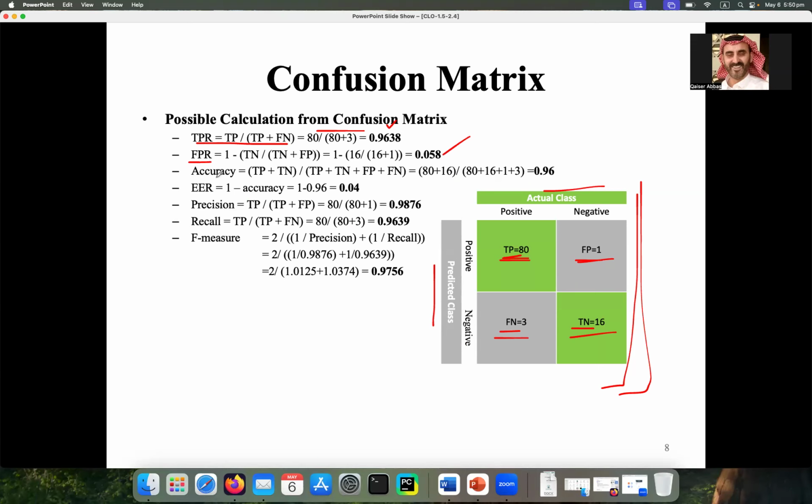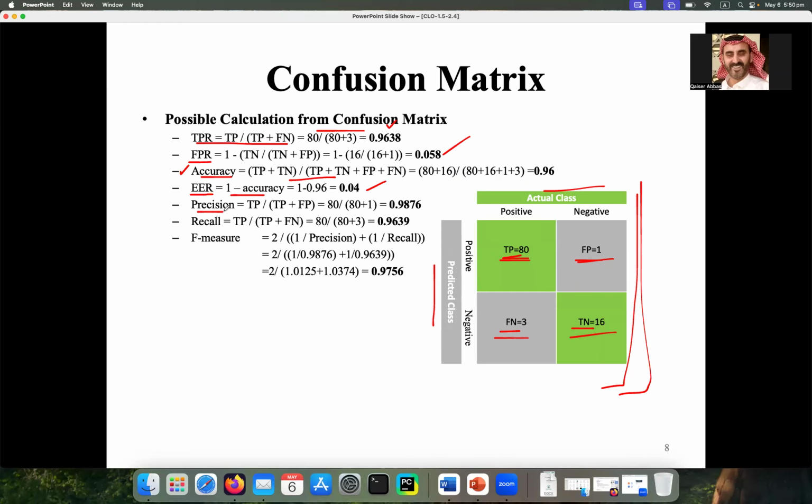You can also calculate the accuracy through this confusion matrix by using this formula. You can also calculate the estimated error rate. And the formula for that is this. If you have calculated accuracy, just put the values and then you have your answer.